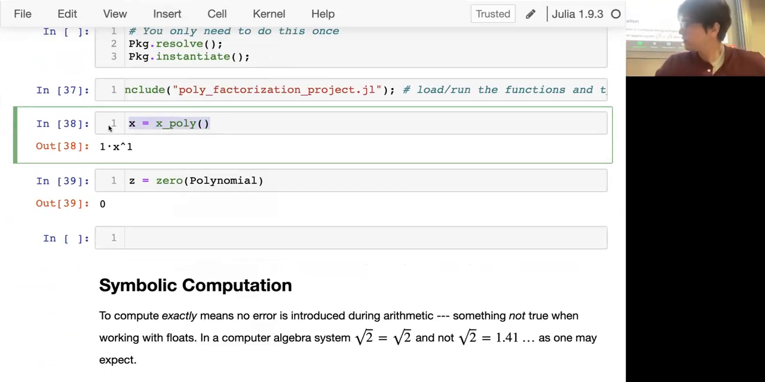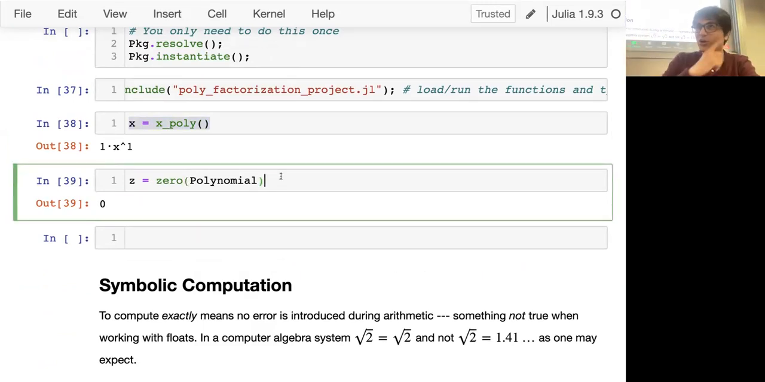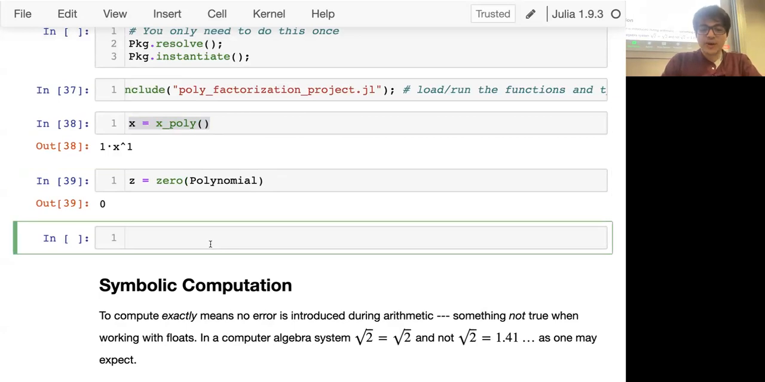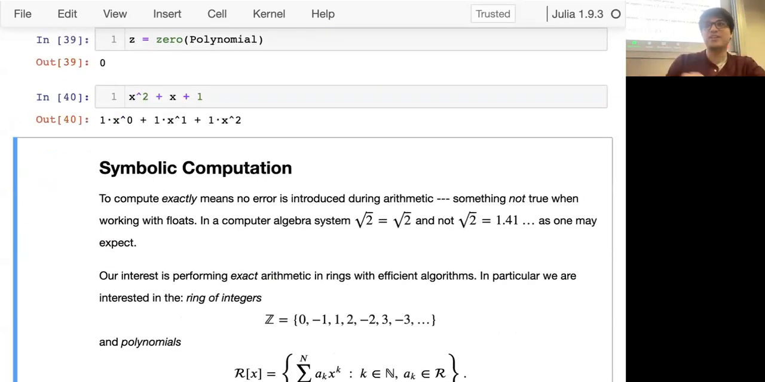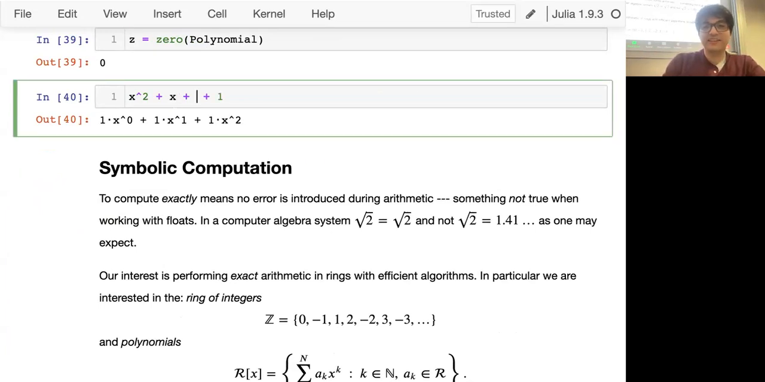So we have someone trying to attack us. We have this x, and I can say x is just the x polynomial. And we have z, which is 0. So we would always do something like this. That's how we instantiate a polynomial with this system. And actually, we can even screw with it a bit.